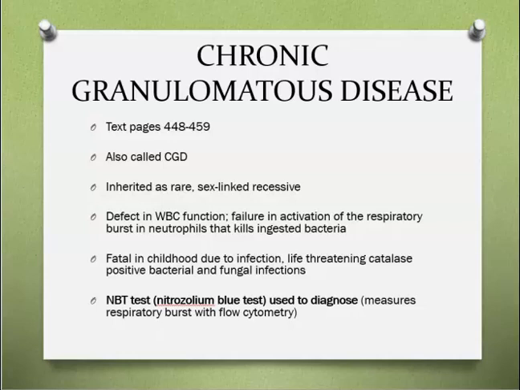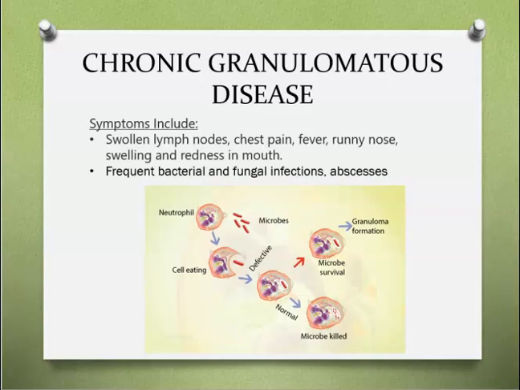We use the NBT test, or the nitroblue tetrazolium test, to diagnose. This helps measure the respiratory burst using flow cytometry. And again, we use it to help diagnose CGD. Some symptoms for chronic granulomatous disease include swollen lymph nodes, chest pain, fever, runny nose, and swelling and redness in the mouth. Again, you have frequent bacterial and fungal infections. Also, abscesses are something that happens with this disease quite often.